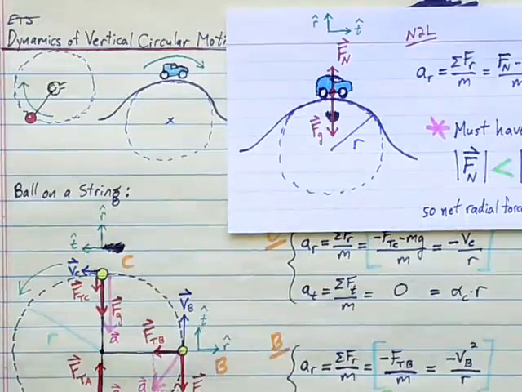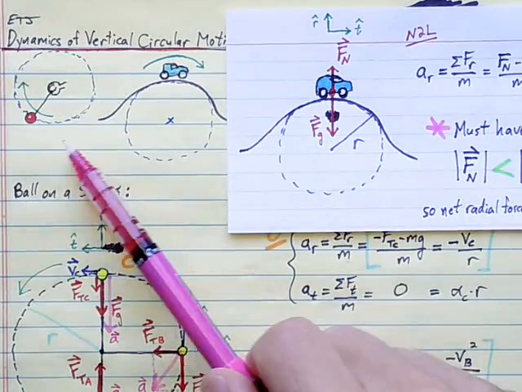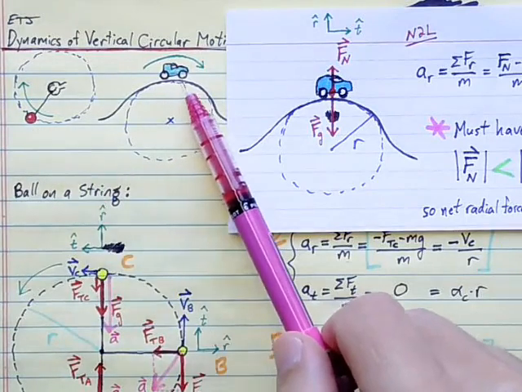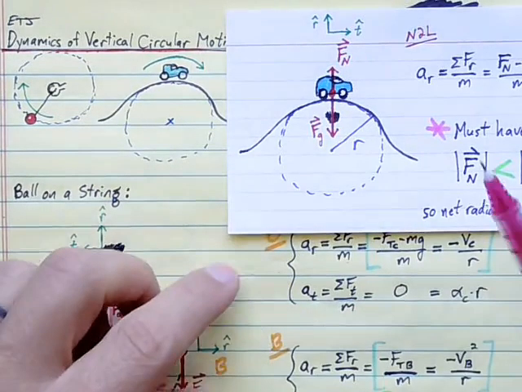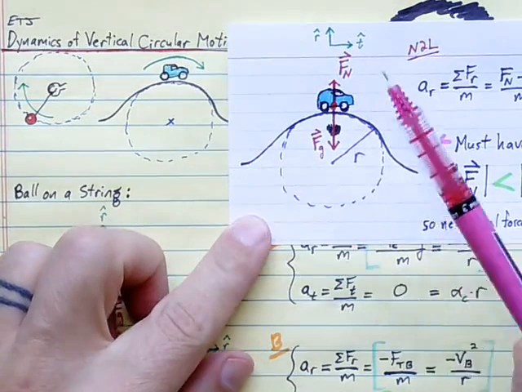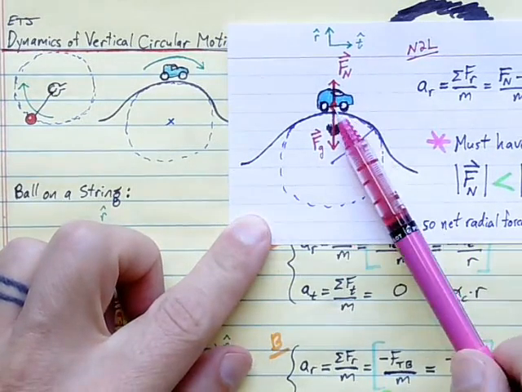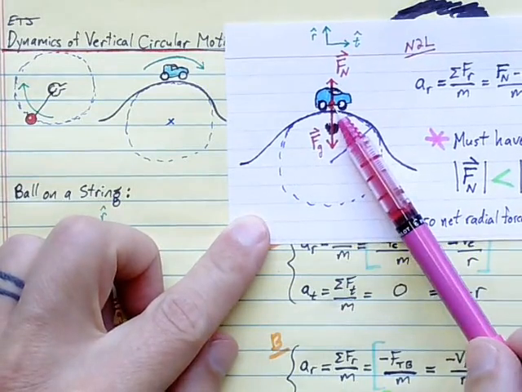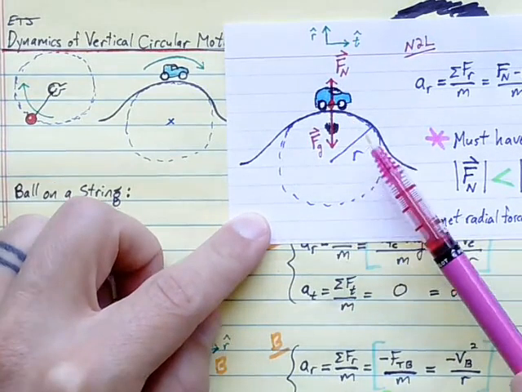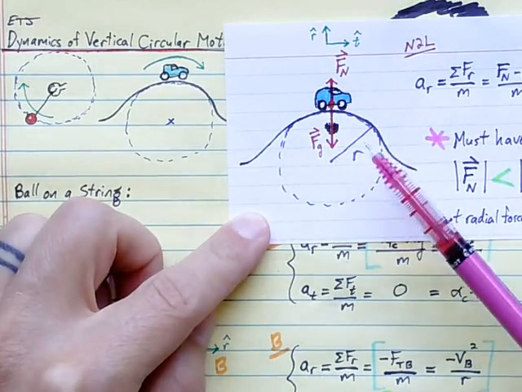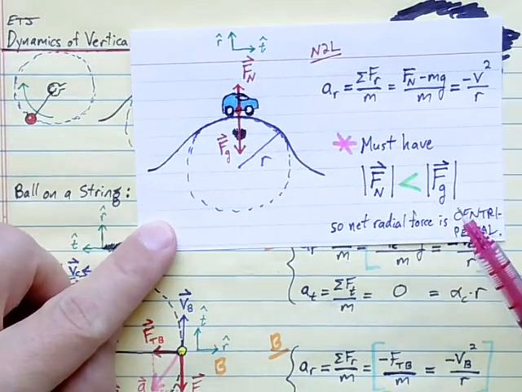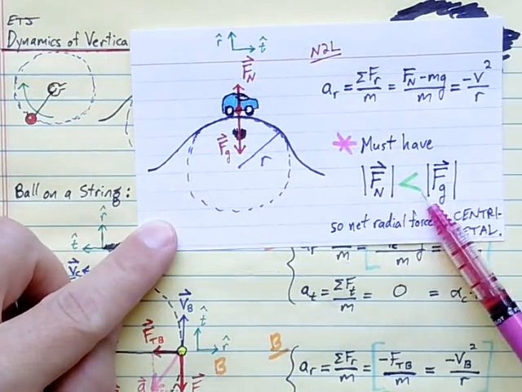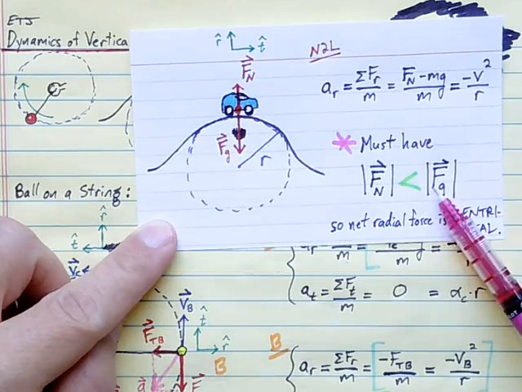Now let's look at some special circumstances for our ball on the string and our car going over a hill. First, the car. Here is our free body diagram for the car at the top. There's a normal force pushing up and the force of gravity pulling down. And the first thing I want to point out about that FBD is that it must be the case that the normal force is less than the force of gravity.